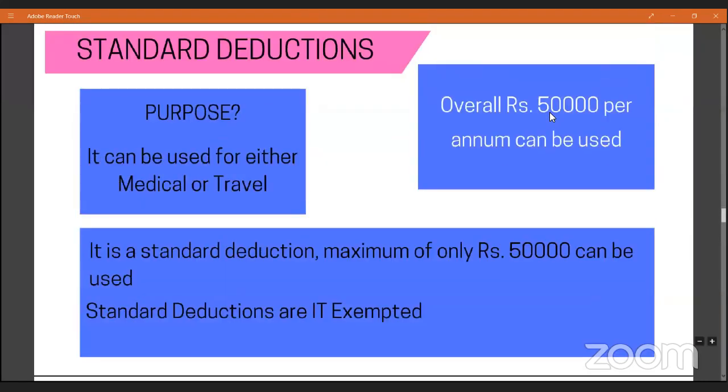And then you have standard deduction. As I told you, previously medical and travel had a different ideology. There was a separate header written, but right now they have made it a common header as standard deduction, which is 50,000 rupees, right? So the maximum is 50,000 rupees. If it is less, no worries, but it cannot exceed 50,000 rupees. So that is another ceiling which we have.